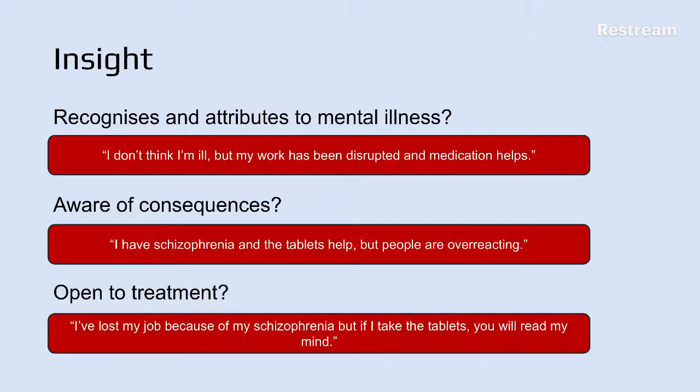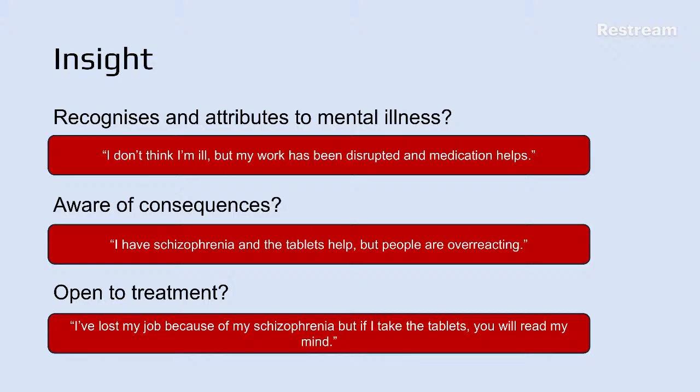Great. Now, insight. Insight can be absent, partial, or full. And the reason insight can be partial is because you could divide insight into three different components, right? The first is, do they recognize that they have a mental illness and attribute their problems to that mental illness? Two, are they aware of the consequences of their mental illness? And three, are they open to treatment for this mental illness? And you can have one or more of these components without having all of them.